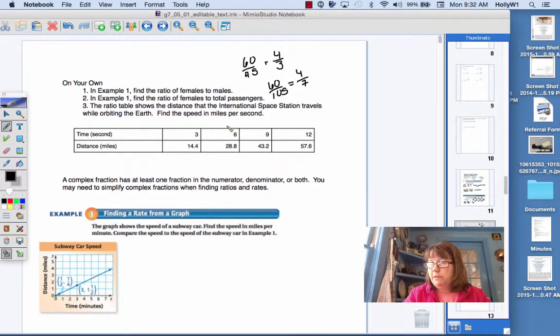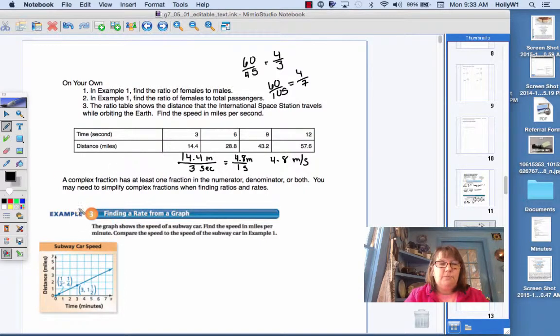So in the ratio table below, we are going to figure out the miles per second. So we take 14.4 miles and divide that by 3 seconds. And we are going to divide the top and the bottom by 3. Using a calculator, I get 4.8 miles per 1 second. So that is moving very quickly. And we usually write it like this: 4.8 miles per second. So that's moving really fast.